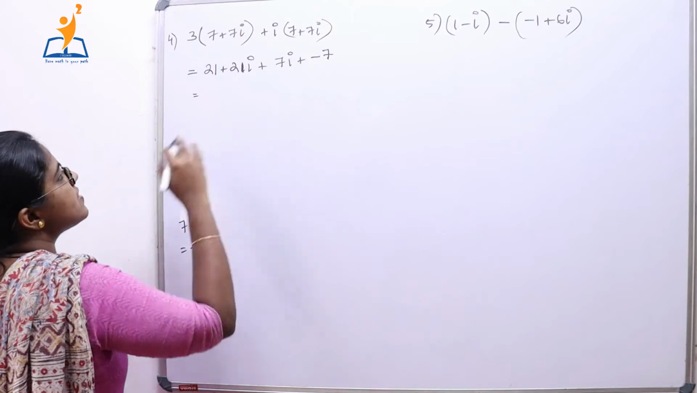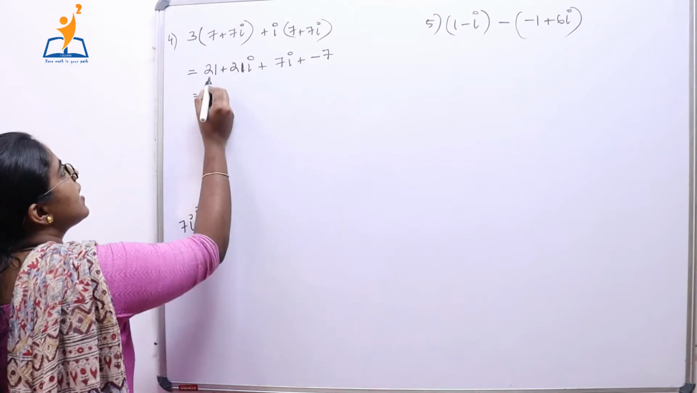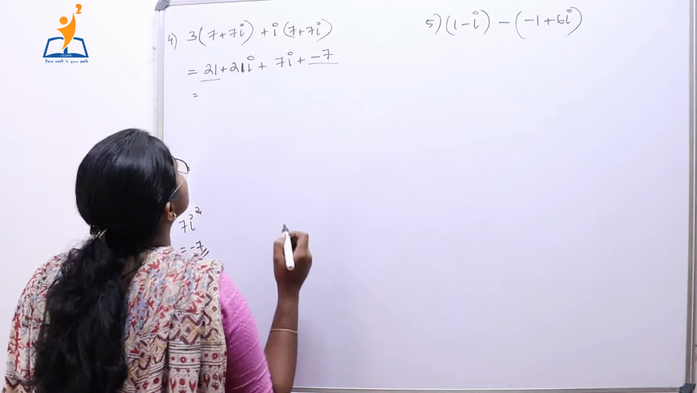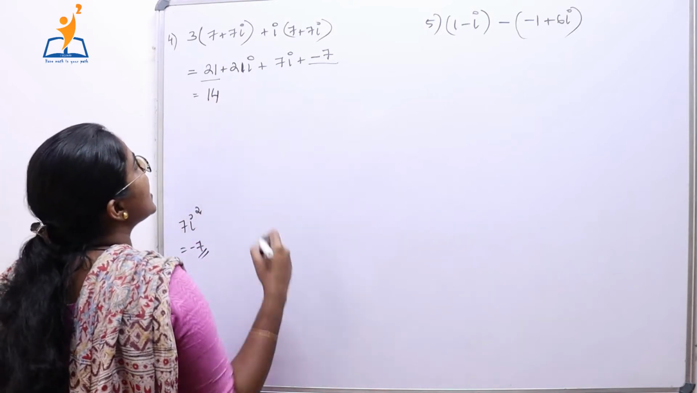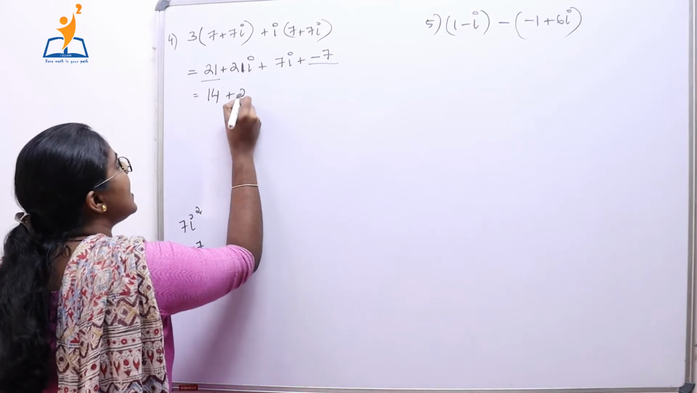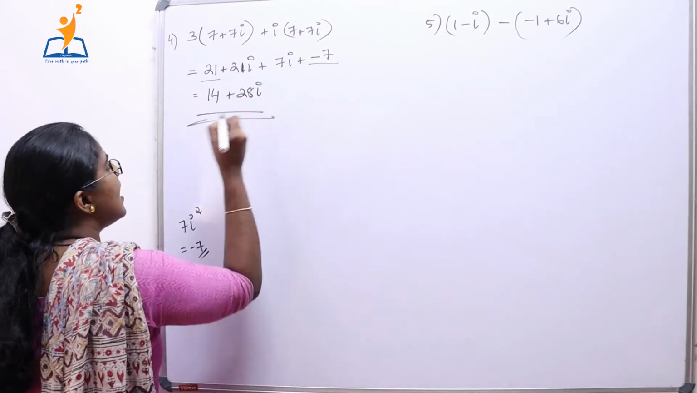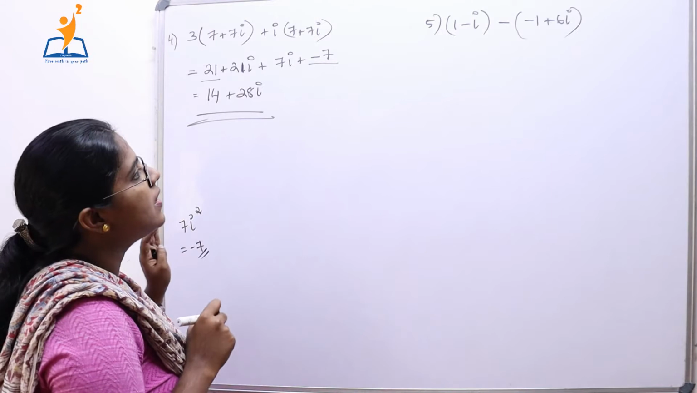So we will first of all add all the real parts. That is 21 minus 7. 21 minus 7 is simply 14. And again 21i plus 7i is 28i. So this is the a plus ib form of this particular complex number.